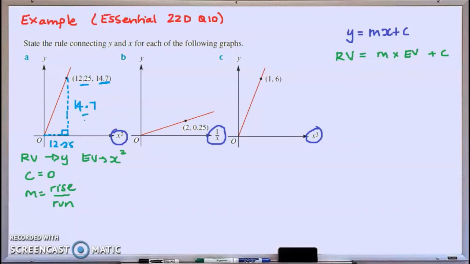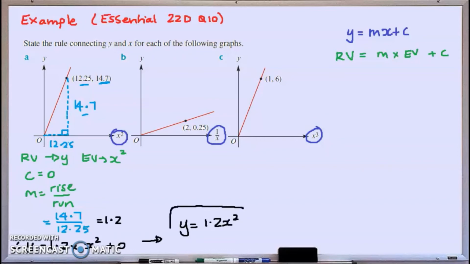So therefore my rise over my run is 14.7 divided by 12.25. And when I put that into the calculator, I get 1.2. And that means my equation for this straight line in the form of, remember, response variable equals gradient times explanatory variable plus c will be: my response variable is y, equals m, my gradient is 1.2, times my explanatory variable, x squared, plus c, which is plus 0. Or if I want to tidy that up a little bit, I could write y equals 1.2 x squared. And that's the equation of my first straight line.